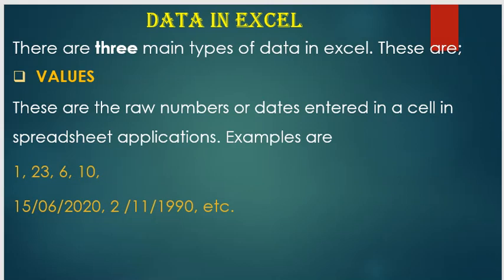So we can have something like 1, 2, 3, and so on. And I hope you are familiar with dates. We can have 15th June 2020 and so on. So all these are examples of values or numbers that are typed in Excel, and this is one of the types of data that we have in Excel. Now let's look at the other one.